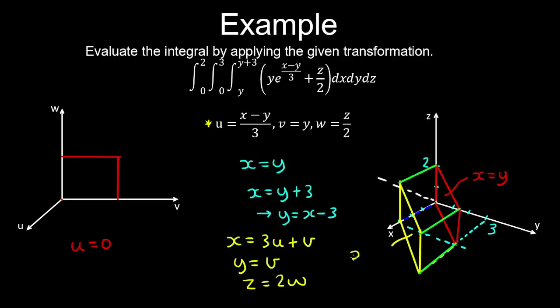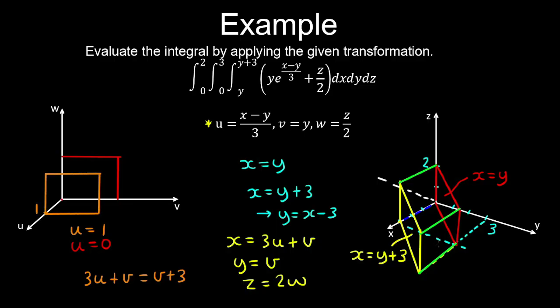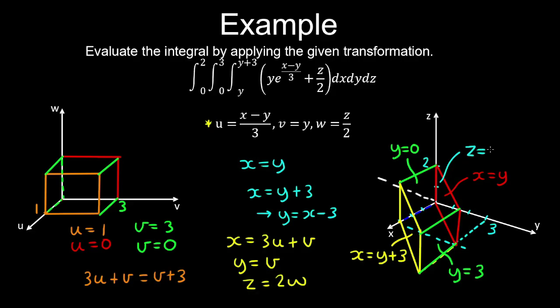And for this front plane, we had x is equal to y plus 3. So what we have is 3u plus v is equal to y plus 3, which is v plus 3. And therefore the v's cancel, and we get another plane at u equals 1. So that looks something like this. And for this side boundary plane, at y is equal to 3, we get another plane at v equals 3. And for this boundary plane, at y equals 0, from this equation we have v equals 0. So that's another boundary plane at v equals 0. And for this top plane, at z equals 2, we have another plane at w equals 1.